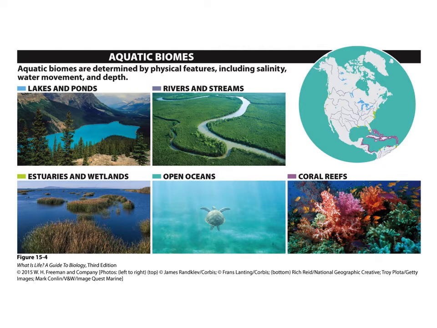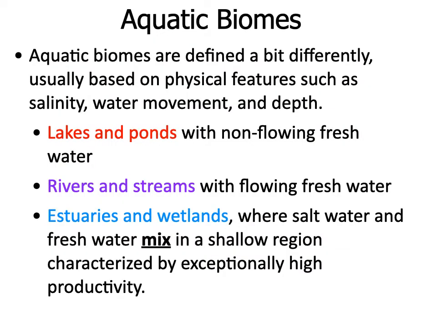So lakes and ponds, estuaries, open oceans, rivers and streams, and of course coral reefs. They're a little bit different when looking at aquatic biomes because physically they're going to have water. So the depth of the water, that's why lakes and ponds are being mentioned. Rivers and streams are going to be flowing very differently than, for example, the open ocean. So lakes and ponds, all right, are non-flowing fresh water. You see rivers and streams there.